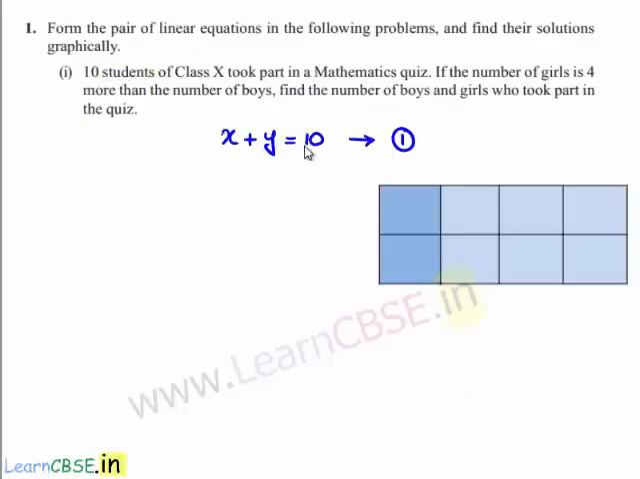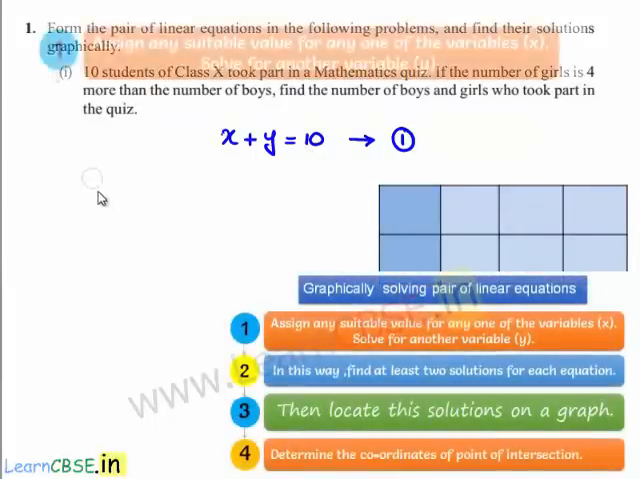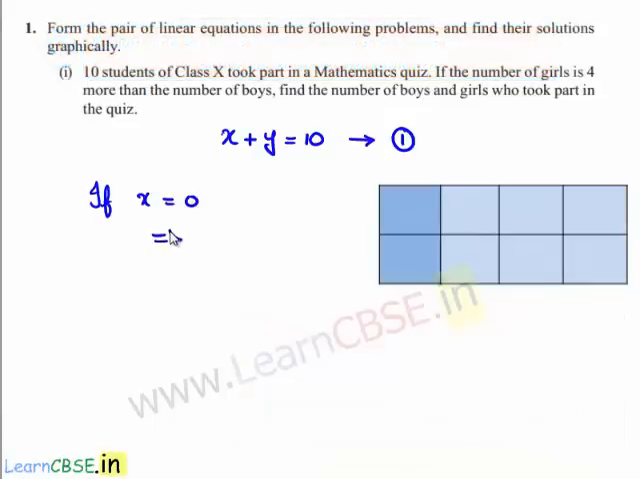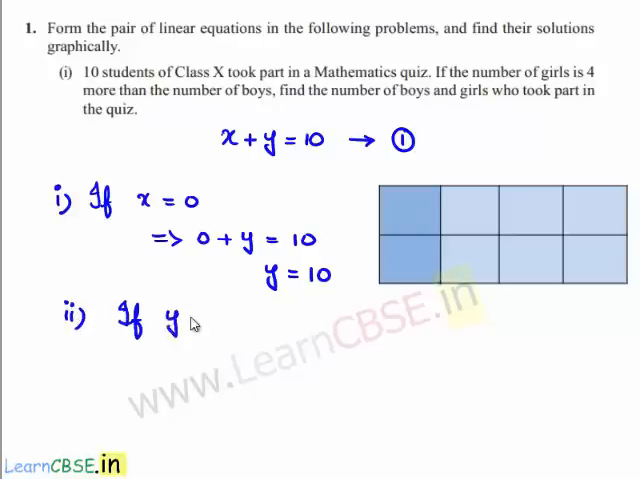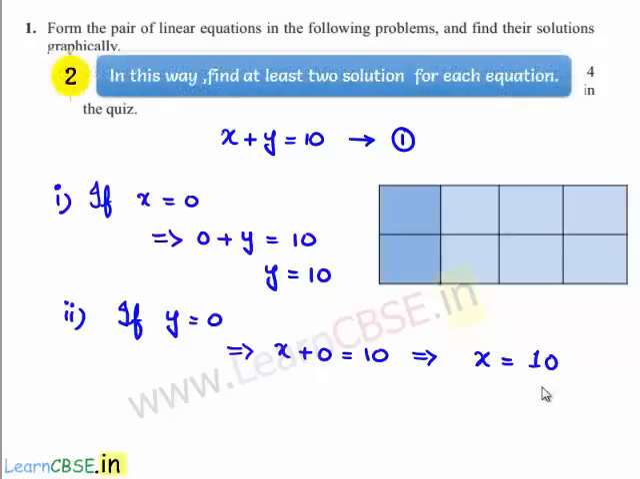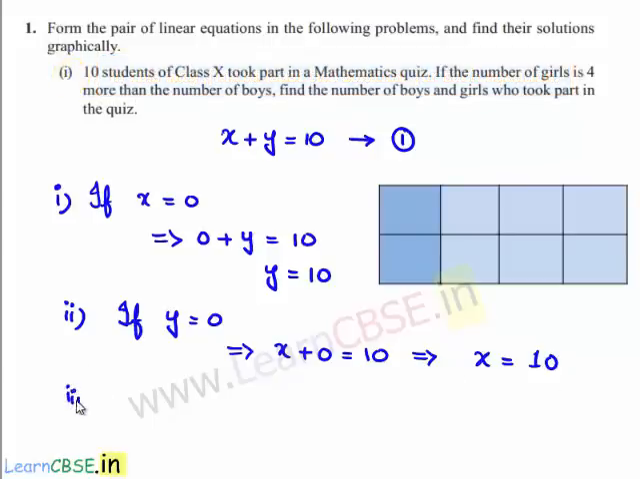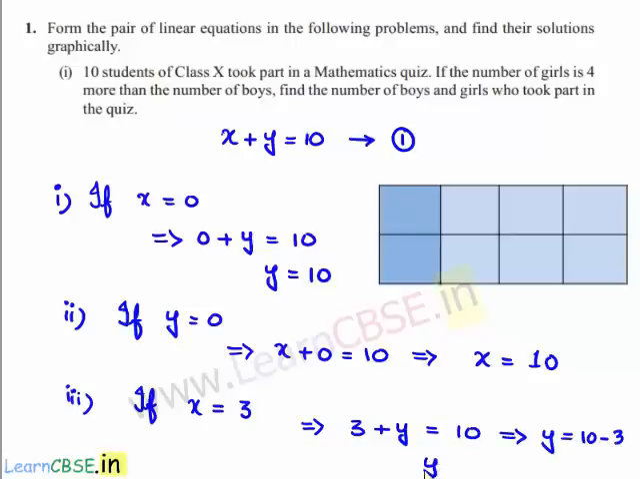Now the first linear equation is x plus y is equal to 10. So if x is equal to 0, then 0 plus y is equal to 10, which is nothing but y is equal to 10. So this is condition number 1. And if y is equal to 0, that implies x plus 0 is equal to 10, which is nothing but x is equal to 10. So if y is 0, we got x as 10. Again, if I take x is equal to 3, if x is 3, we get 3 plus y is equal to 10. That implies y is equal to 10 minus 3. So y is 7.